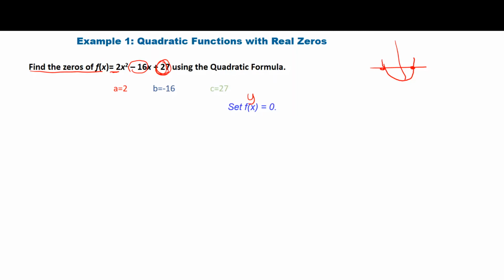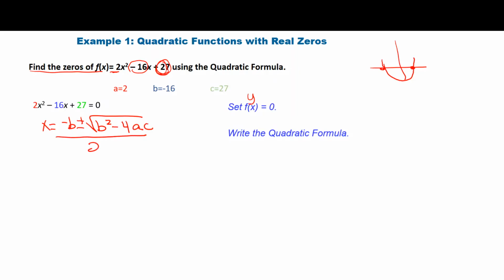So if I set y equal to 0, I can find out what x equals. Okay, so here is my equation set to 0, and now I'm going to write out the quadratic formula. And you must write out the quadratic formula every time you are asked to do a problem with the quadratic formula. I want it written out, so let's get it memorized, okay? So here we go. x equals negative b plus or minus the square root of b squared minus 4ac, all over 2a. Okay, so you got to have that memorized.